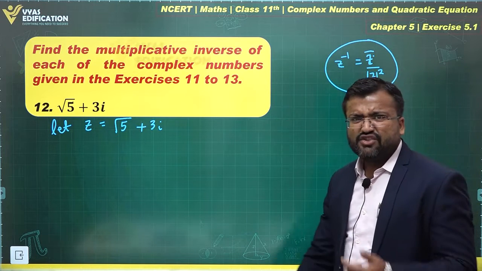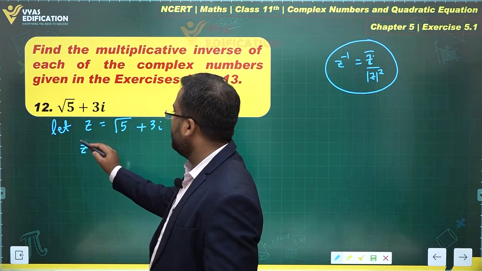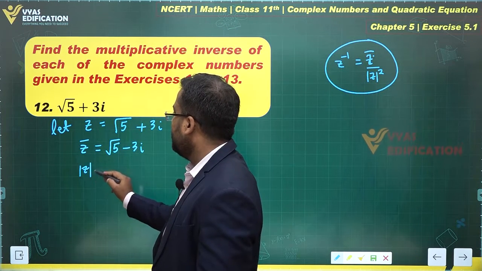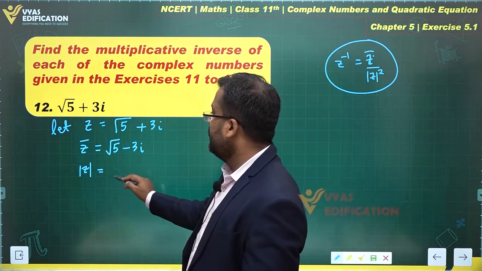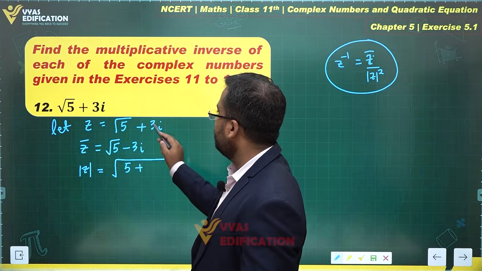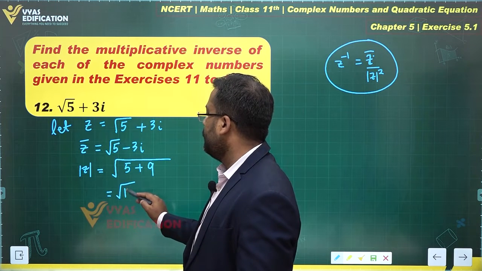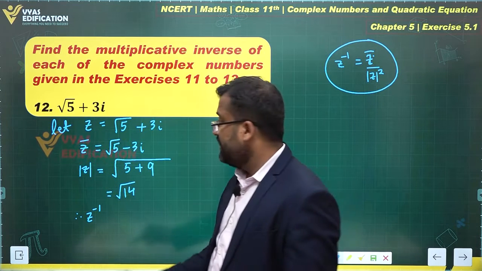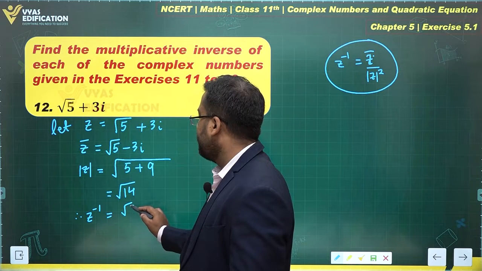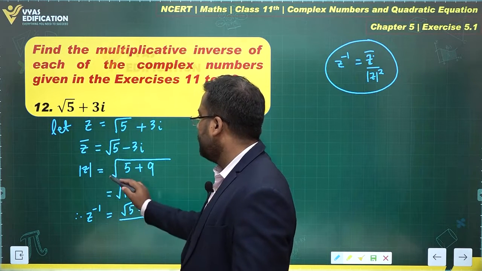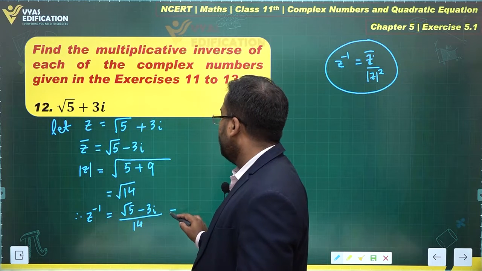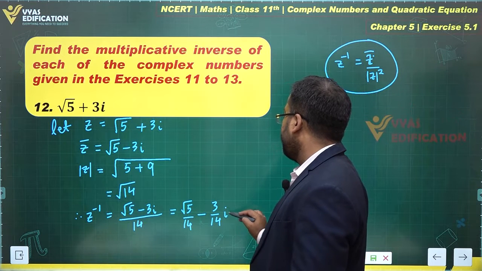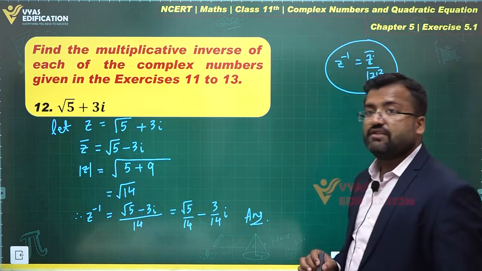We know this. Let's use this idea. Z bar equals root 5 minus 3i and mod z equals under root of a square plus b square. What is that? Root of 14. Therefore, the multiplicative inverse, that is z inverse, will be equal to z bar over mod z square, which is 14, which is actually equal to root 5 over 14 minus 3 by 14 i. And yes, that is my final answer for this question.